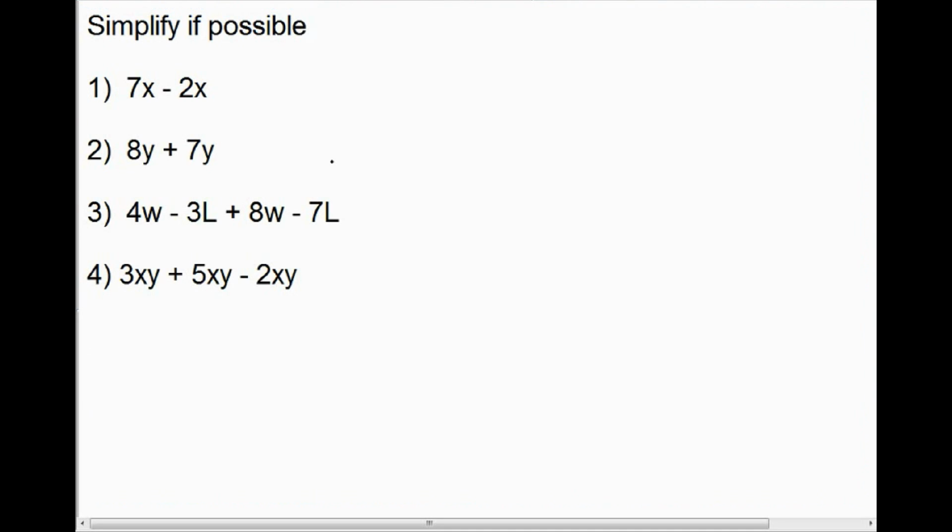Just be very careful to make sure that you leave the operations attached to the terms. So, for example, here we have minus 3L. That always has to be minus 3L. And when you move minus 7L, it always has to be minus 7L. If you're able to answer those questions, congratulations. You now have a firm understanding of like terms.